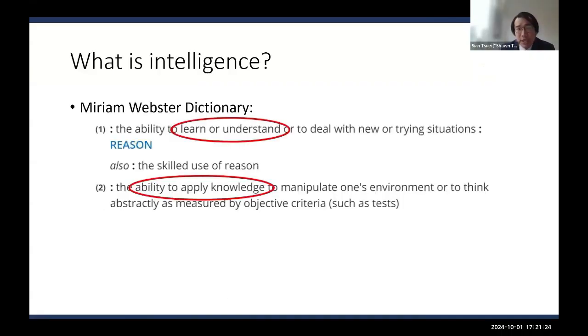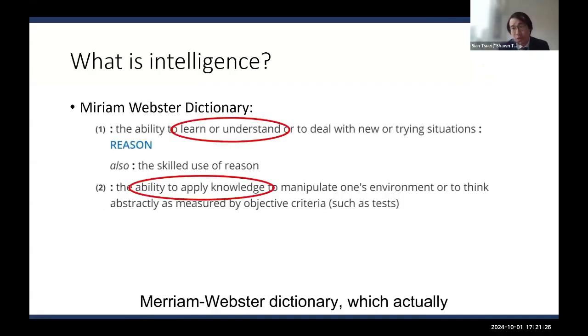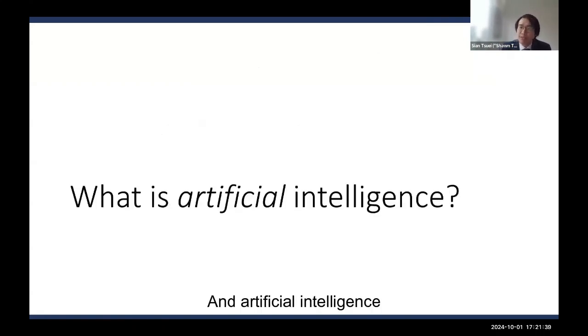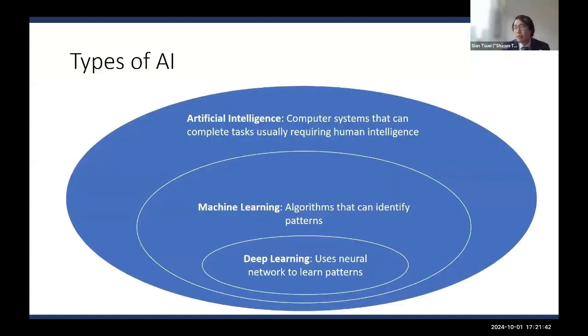Intelligence first. According to the Merriam-Webster dictionary, which actually does a decent job, intelligence is essentially that you have to be able to learn or understand something, deal with new or trying situations, and then apply that knowledge to do something with it. Artificial intelligence is a broad category: a computer system that can complete tasks usually requiring human intelligence. Humans have done the learning, distilled the patterns, and given them to the computer or the calculator, and then the computer does what the humans said it should do.